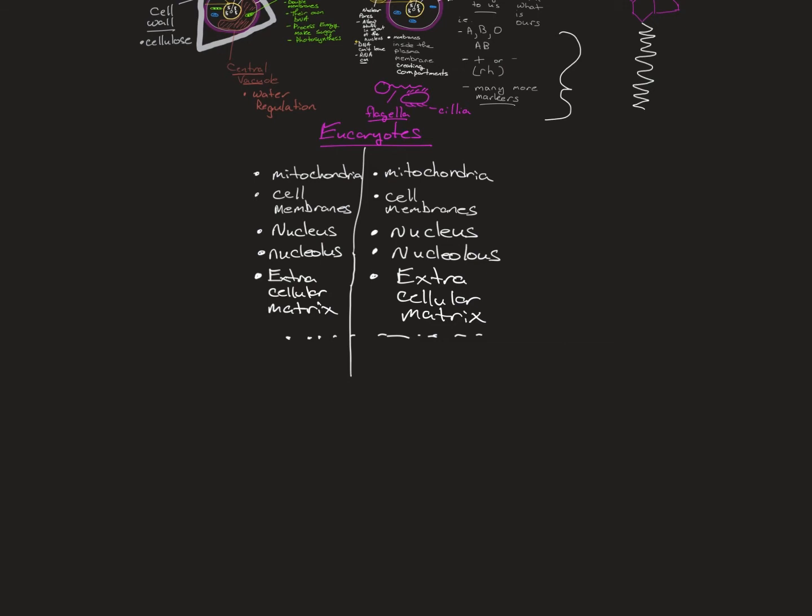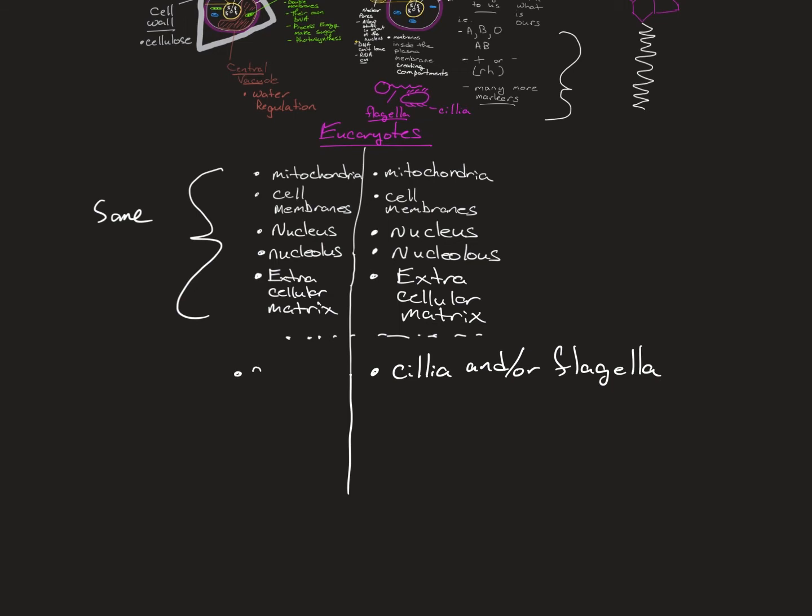So one of the things that's different is that these guys have cilia and/or flagella. But this other kind has a cell wall. This has chloroplast. This has a central vacuole.